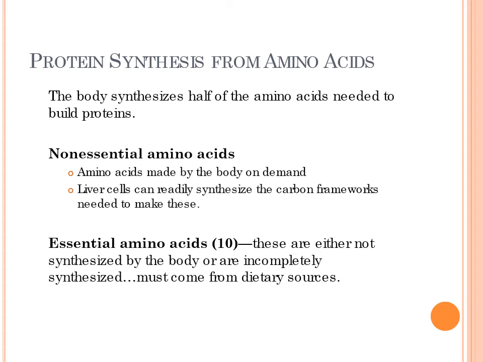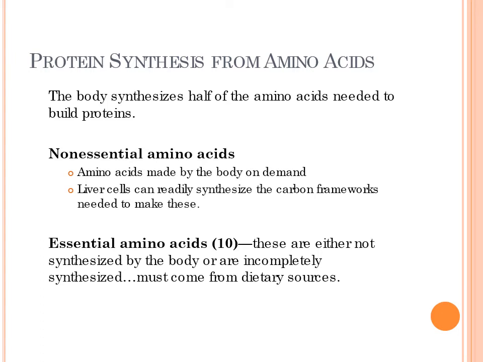Proteins can be synthesized. The body synthesizes half of the amino acids we need, so we can make 10, and we have those 10 essential ones that I was just talking about. The liver cells are synthesizing the carbon frameworks for our non-essential amino acids, and then amino acids get added in to form proteins as needed.